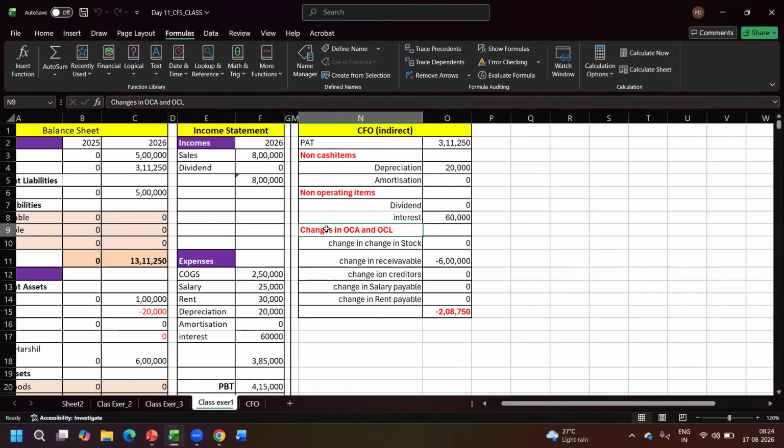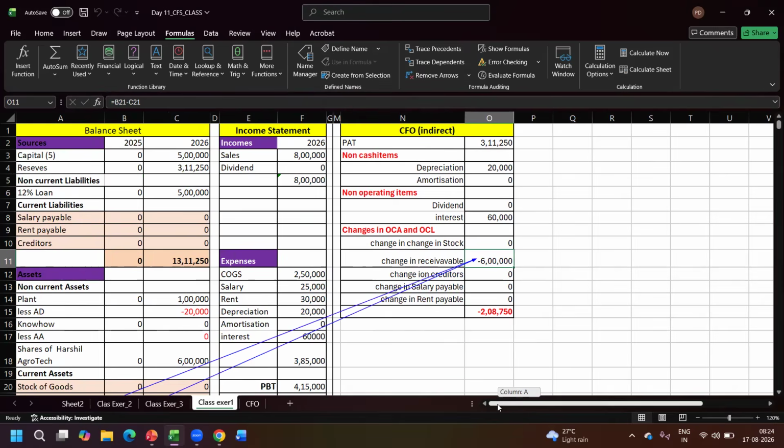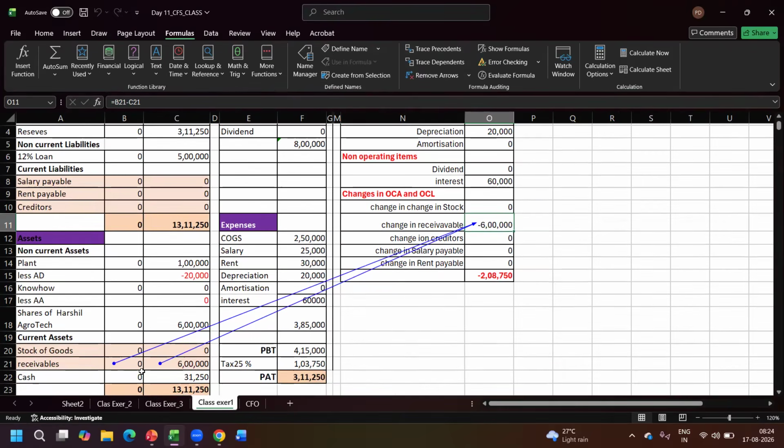Then comes the changes in operating current assets and current liabilities, which are the reflections of the credit sales, credit purchases, credit expenses. In this case, there is a big change in the receivables. We can see that the receivables have gone up from 0 to 600. What does that mean? The company did not collect money to that extent, or to that extent, there is credit sales. There is no other change in the other current assets, no change in the stock.